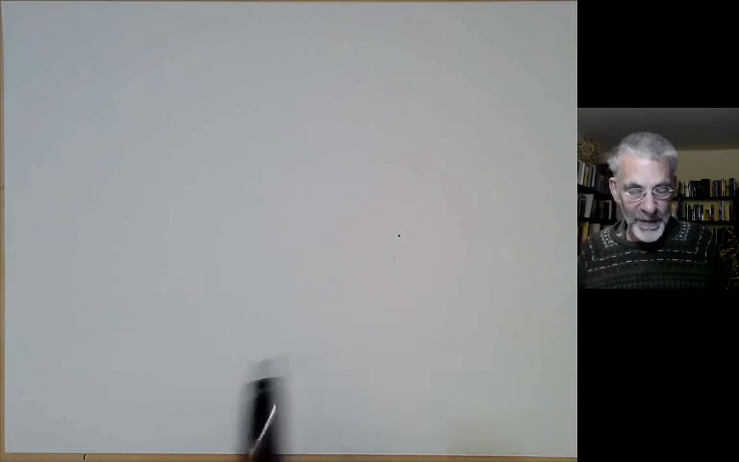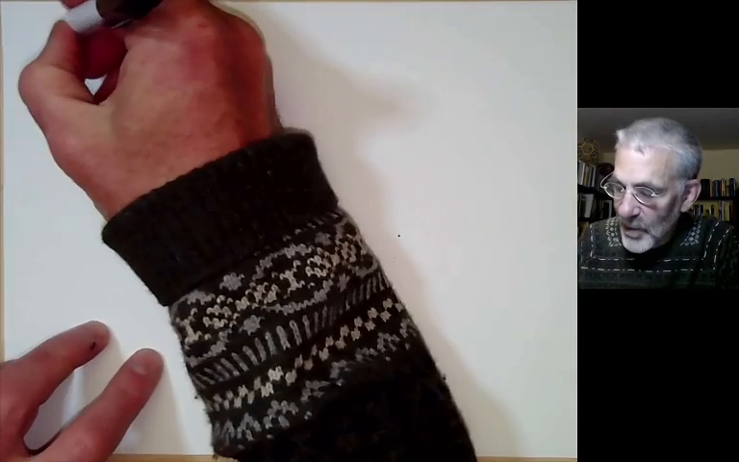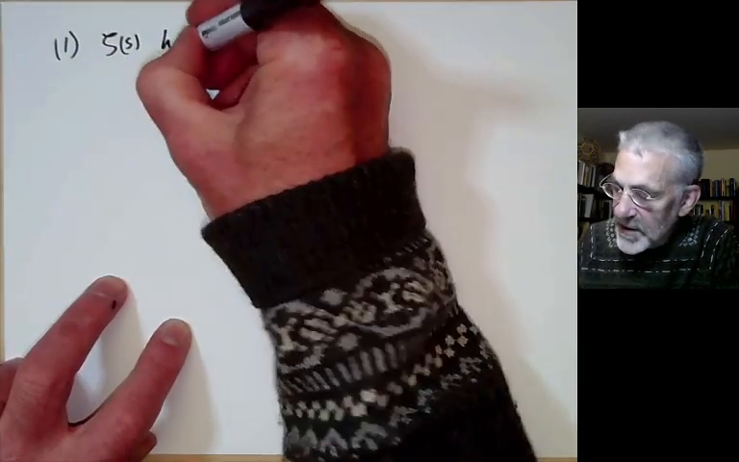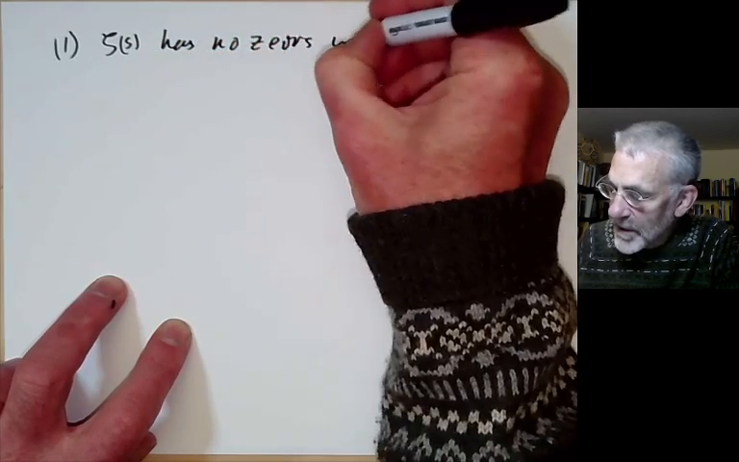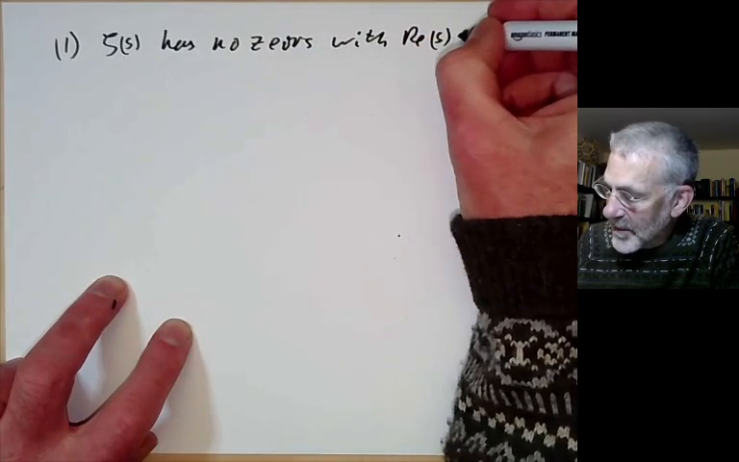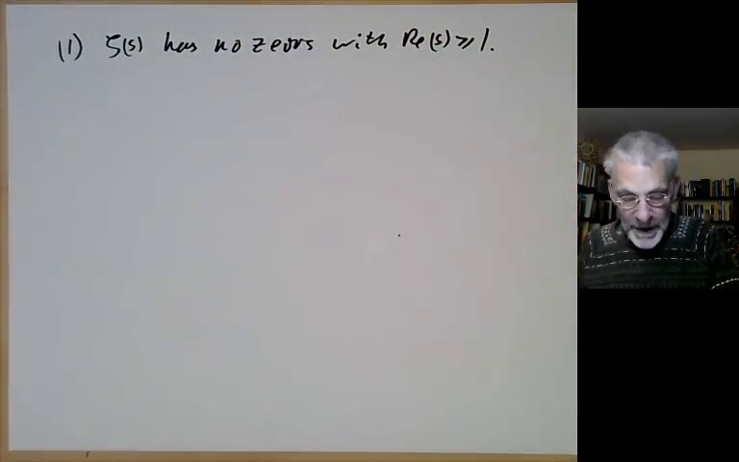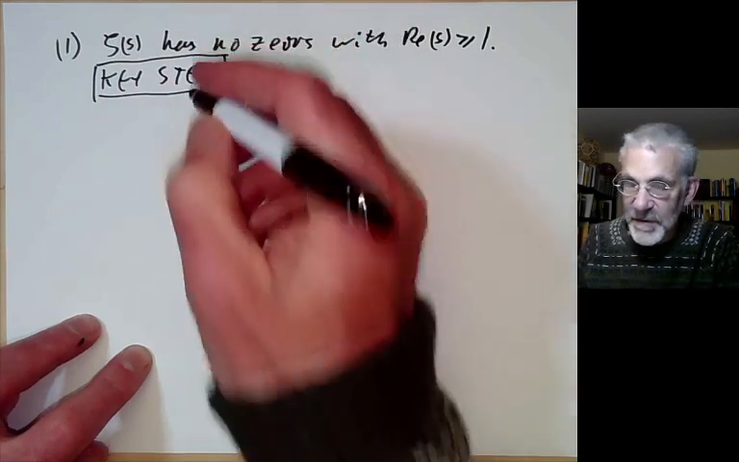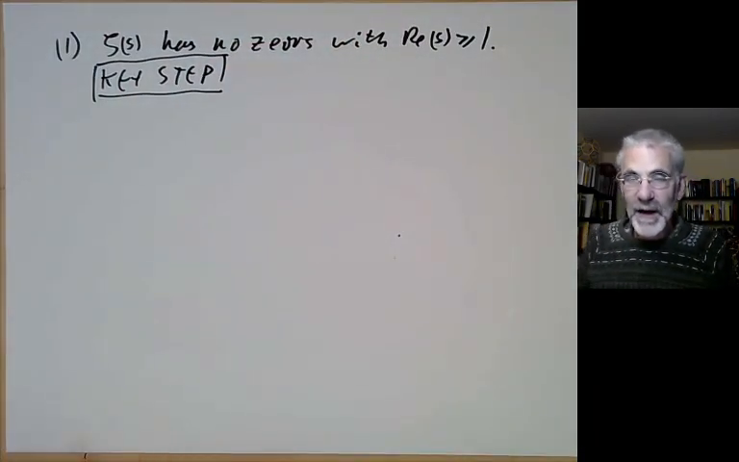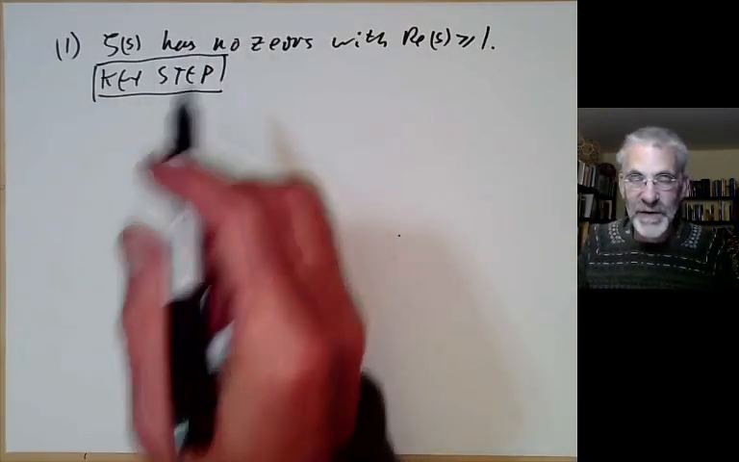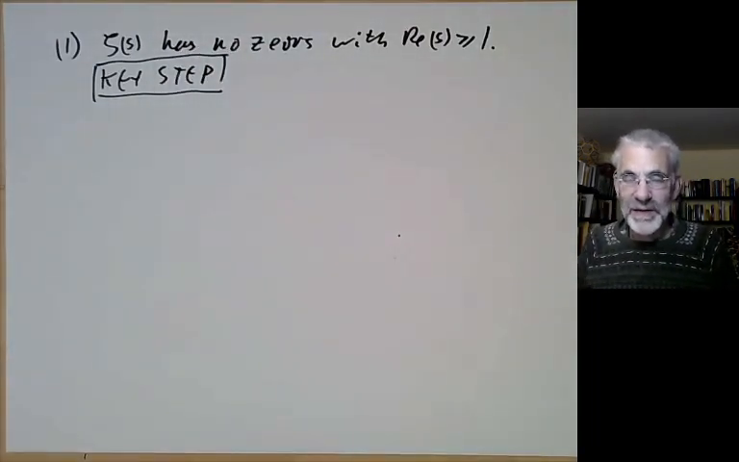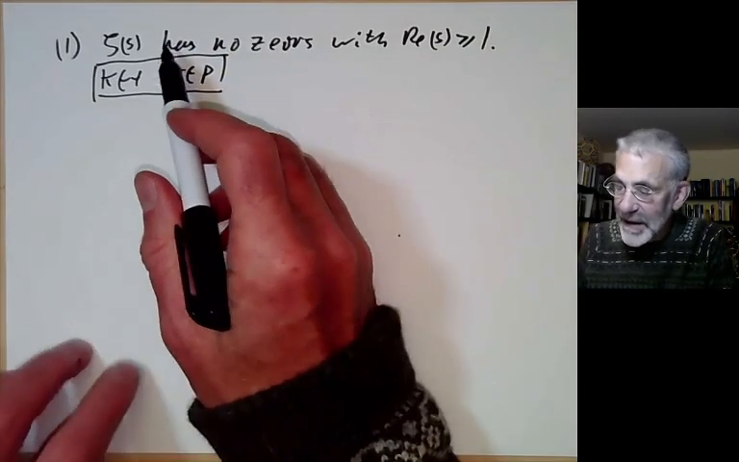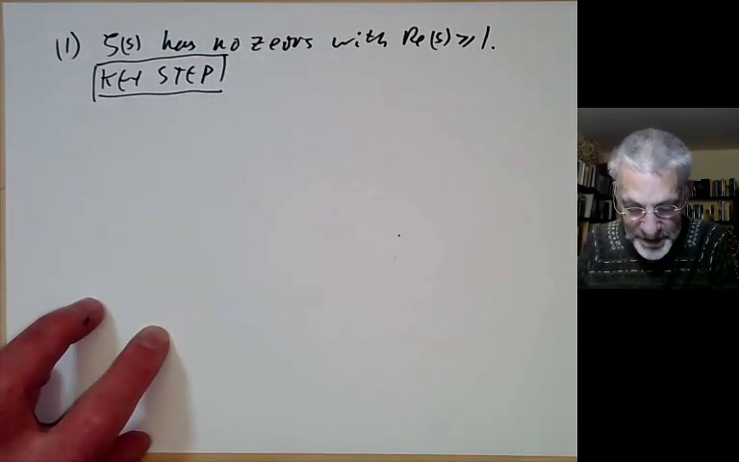Here are the steps of the proof of the prime number theorem. So step 1, zeta of s. First, you'd show that zeta of s has no zeros with the real part of s greater than or equal to 1. So this is the key step. You remember I mentioned every proof has a sort of key step plus a lot of routine details. And this is the key step. And once you've done that, well, calling the details routine is a bit generous, they're rather more difficult than being completely routine. But this is really the central step of the prime number theorem.